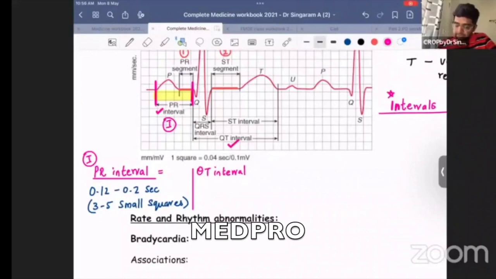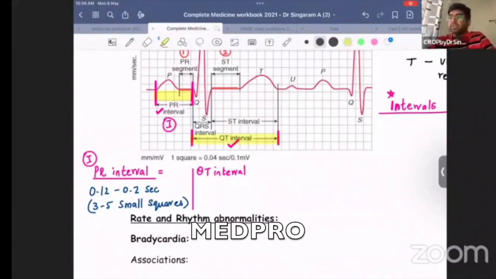It is from the beginning of the Q wave to the end of the T wave. Can you see that? Beginning of the Q wave to the end of the T wave. This area. Beginning of the Q wave to the end of the T wave.